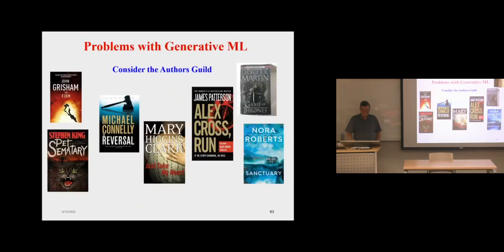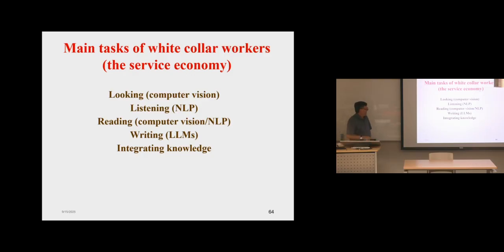But they've got some real problems. Okay, here's what we do. You guys are white collar workers. You're going to look, listen, read, and write, and you're going to integrate knowledge. What's fascinating is we can do this with machine learning. What happens when technology impacts a service economy?